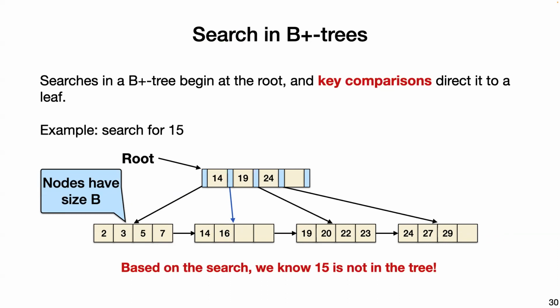In this example, if you're looking for 15, you would first go to your root, you would see that 15 is between 14 and 19, and you would drop down here and search in this leaf. And again, every node is of size B, so there's more than 2 elements in each one. Based on the search, we can find that 15 is not in the tree based on how we follow the pivots. And it looks like a skip list.